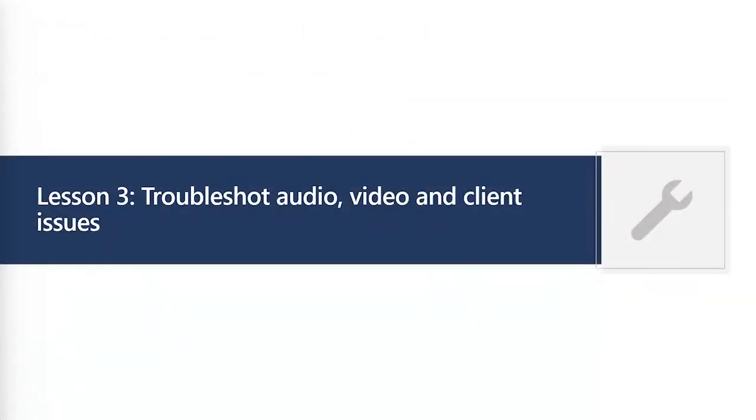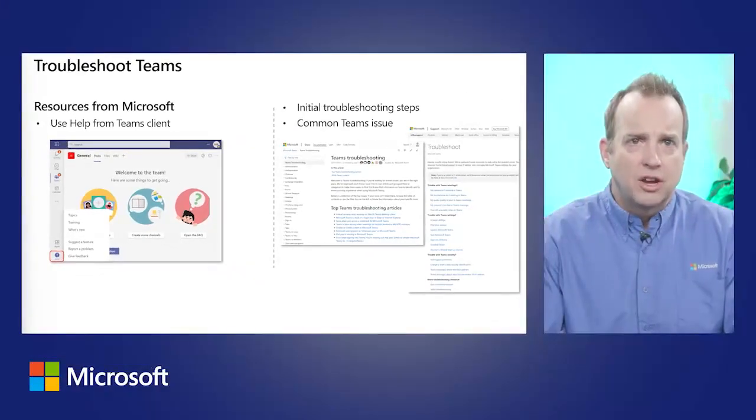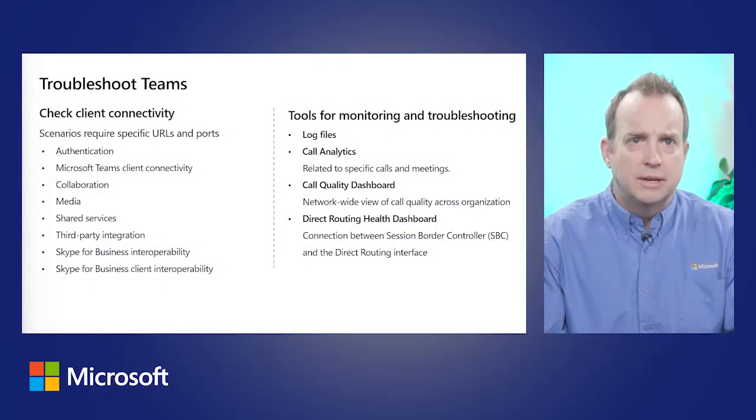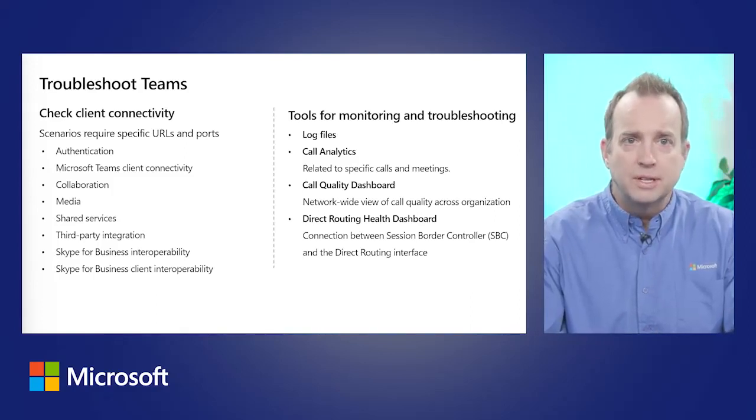Lastly, let's talk troubleshooting audio, video, and client issues. There's help built into the Teams client, and initial troubleshooting steps. There's a docs.microsoft.com page for that. We want to check client connectivity for authentication. Who has the problem? Does it affect one user or one device type? So narrowing down the scope of the problem is important. Is it related to third-party integration or interoperability with Skype for Business? Are tools available to us? Log files.